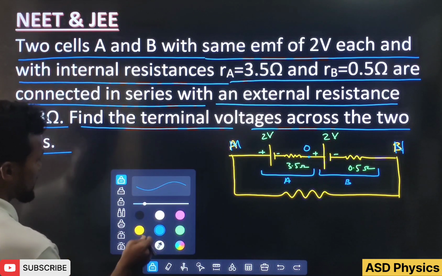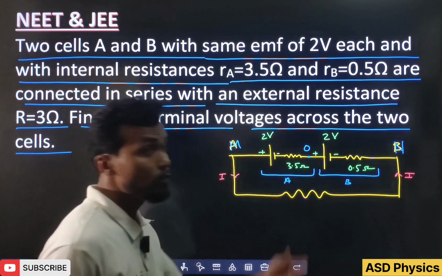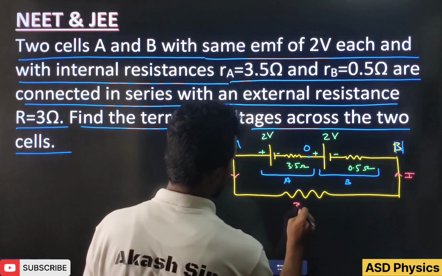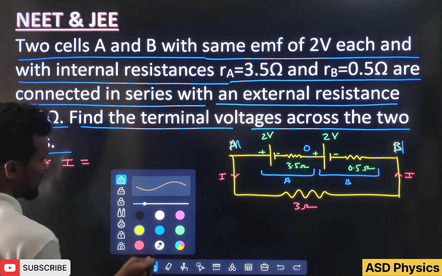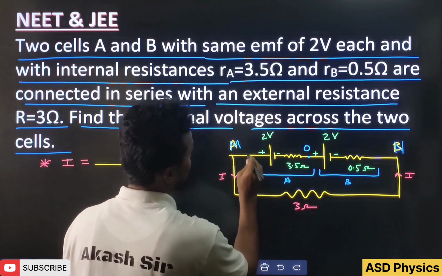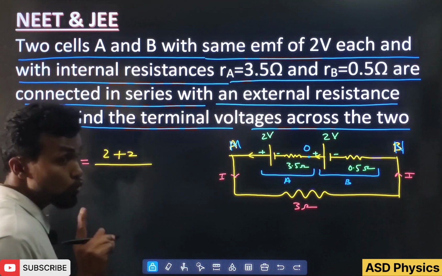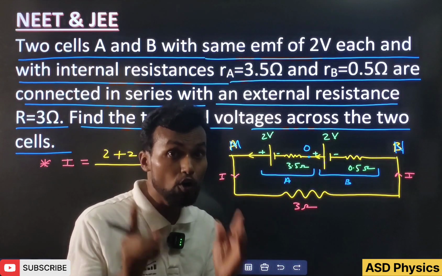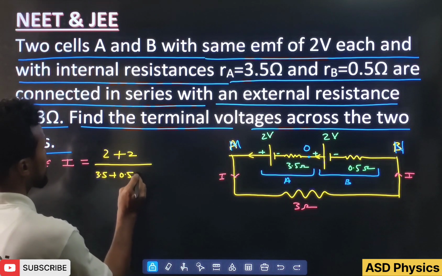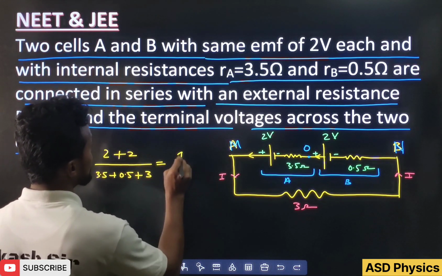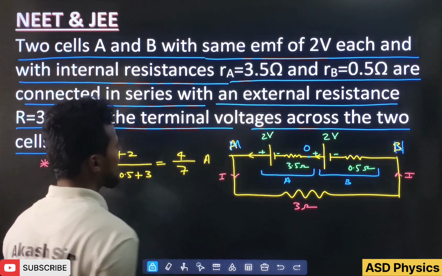So students, in which direction will the current flow? It is a discharging situation, the current will flow like this. How much external load is given here? The 3 ohm. In this situation, how much current will flow? You know very well, this 2 volt and 2 volt are in supporting polarity, because of this also current this side, because of this also current this side. So we can write 2 plus 2. Total resistance, how much? Add all the resistors, because in all the resistors the current is the same. So 3.5 plus 0.5 plus 3, 4 plus 3, that means 4 by 7 ampere. That current is going to flow.